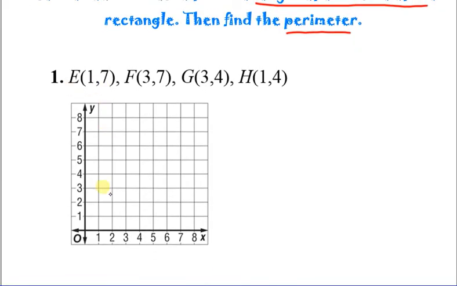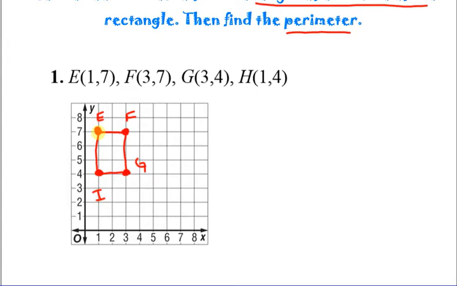So here we go. We have (1, 7). And it's helpful to call it E or F or G or H. And then we have (3, 7). And then we have (3, 4). And that's going to be G. And then we have (1, 4). And that's I. And so now, using straighter lines than me, you're going to connect them.